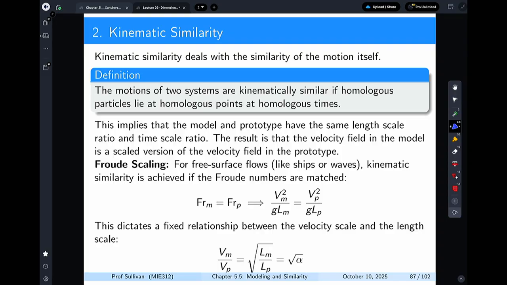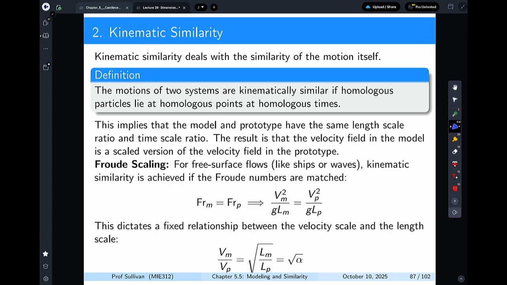Kinematic similarity deals with matching motion. And I'm going to try and pronounce these correctly. The motions of two systems are kinematically similar if homologous particles lie at homologous points at homologous times. Good for me. This implies model and prototype have the same length and time scale ratio, and the velocity field is a scaled version of the velocity field in the prototype.